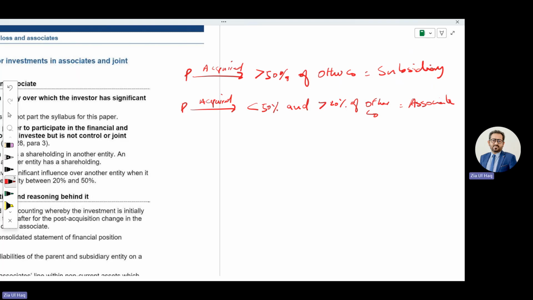In an associate, we do not combine the results of the other company. In case of a subsidiary, we need to combine all the results of the subsidiary and the parent. But for an associate, we do not need to combine the results. We just need to see how much profit the associate has generated, and what is our percentage of that profit. Only that profit we get, not all the account balances, only profit. That means income from the associate we need to account for in the parent company. We don't need to account for all the results of the associate.